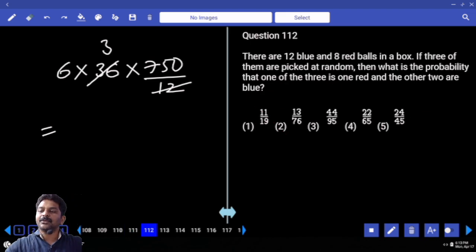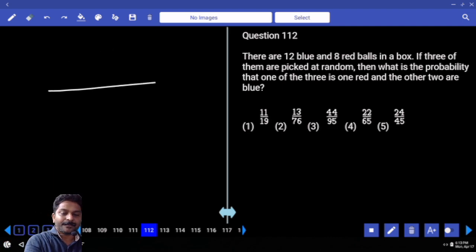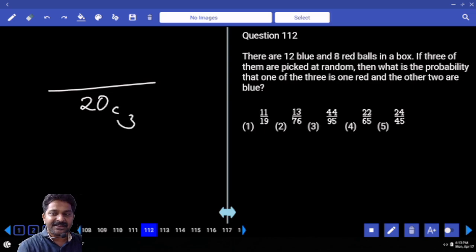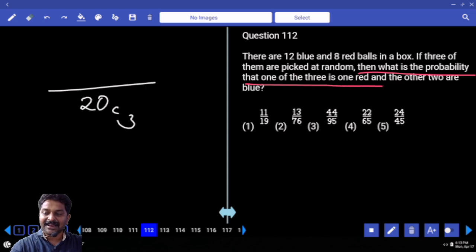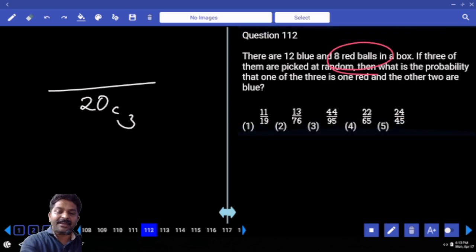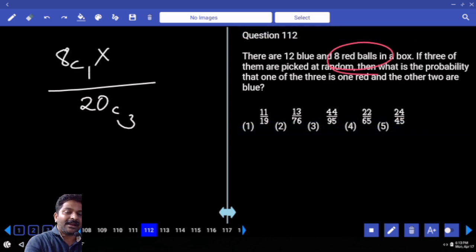There are 12 blue and 8 red balls in a box. If 3 of them are picked at random, so total how many balls are there, and how many we are picking? That can be done in 20C3. Then what is the probability that one of the 3 is red and the other 2 are blue? 1 red is required out of 8, 8C1, and 2 blue from 12, 12C2. You need to simplify it. Can you do that?